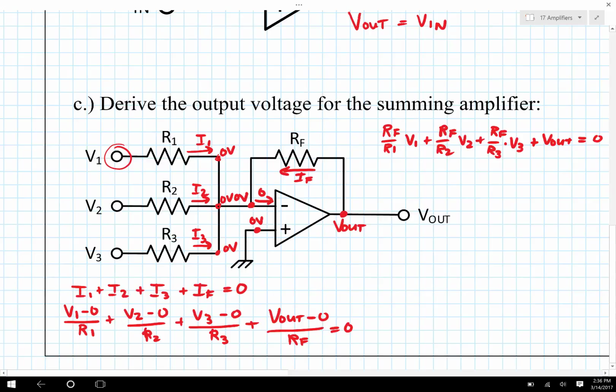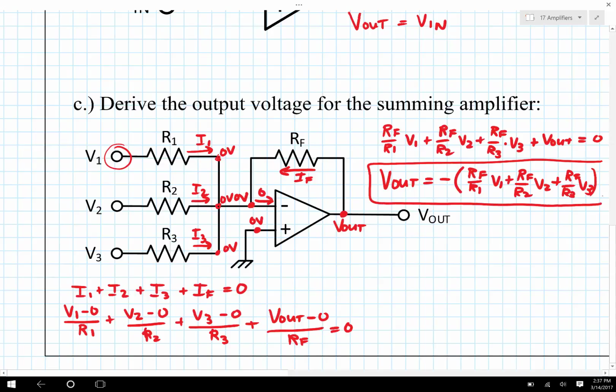And now I'm going to simply move the V out over to the other side, but it's going to introduce a negative sign. Notice that everything here is positive, and so when I move V out over to the other side, I have to say, well, it's equal to negative RF over R1 times V1 plus RF over R2 times V2 plus RF over R3 times V3. And again, that's the equation from the notes that describes how this circuit works.